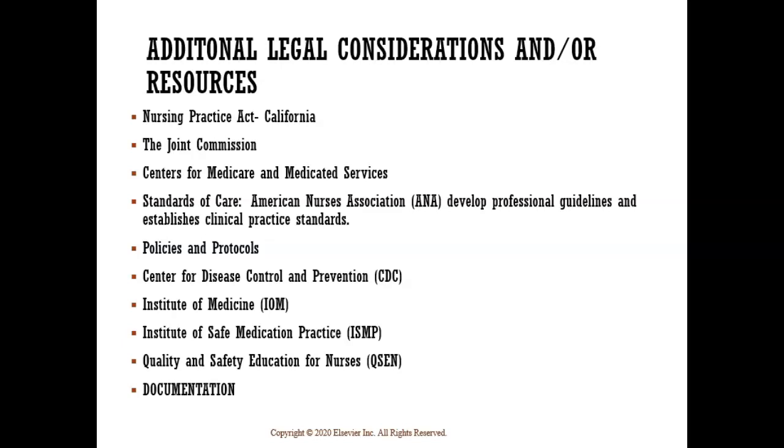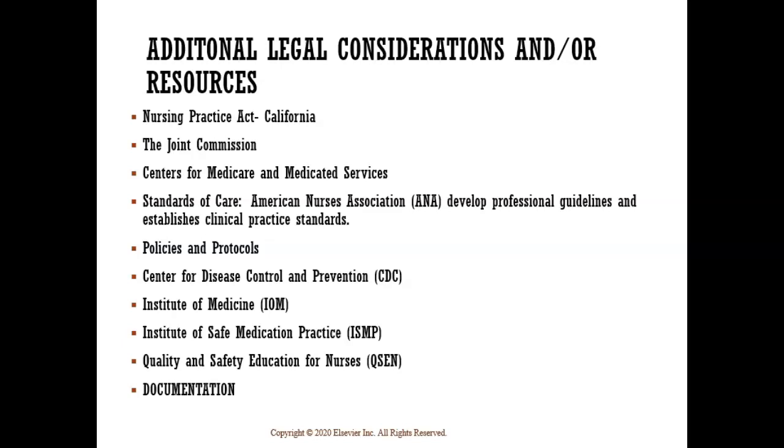Now you have your standards for Medicare and Medicaid services. You also have standards of care. The American Nurses Association develops professional guidelines which establish the practice standards. And depending on where you're at, you have your policies and protocols. Usually you can search them within the hospital's website. As an employee, I don't think the public has access to that information. But once you start working or even having your clinical rotation, those documents will let you know the policies and protocols for certain things.